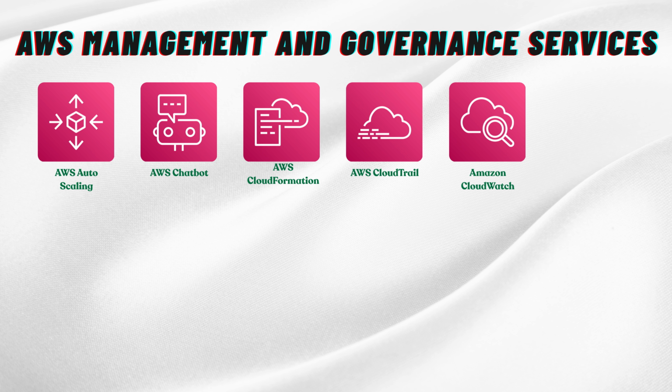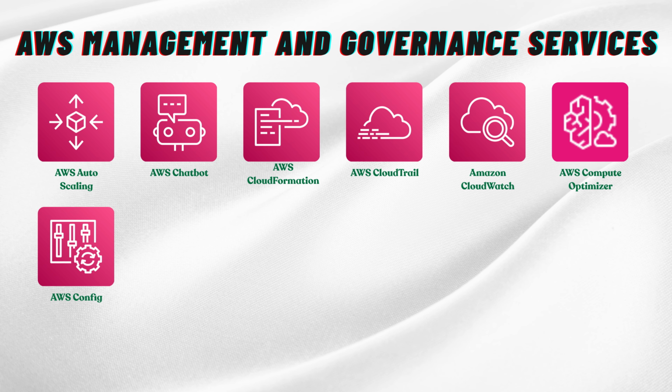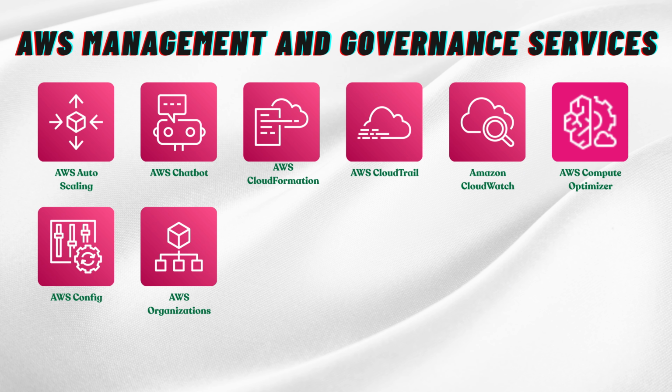Amazon CloudWatch Logs, a centralized service to collect, monitor, and store log files from your SageMaker training jobs and Lambda functions for debugging. AWS Compute Optimizer, an ML-powered tool that recommends the most cost-effective and performant instance types for your specific workloads. AWS Config, a service that continuously monitors and records your AWS resource configurations to ensure they comply with security and operational policies.